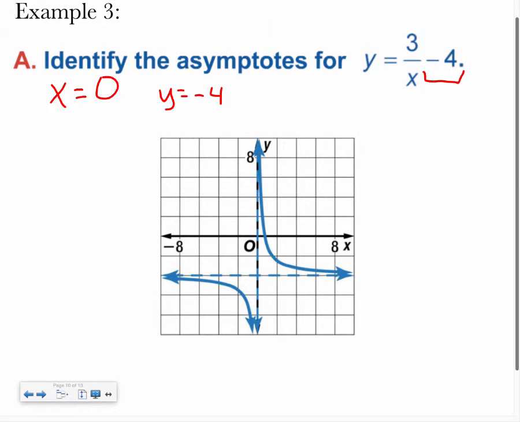You can see I have a dashed line at x equals 0, as well as at x equals, or y equals negative 4. Okay. And then do an XY table, plot your points.